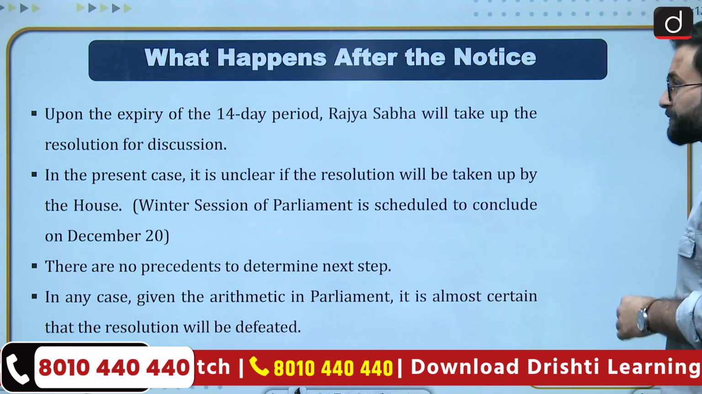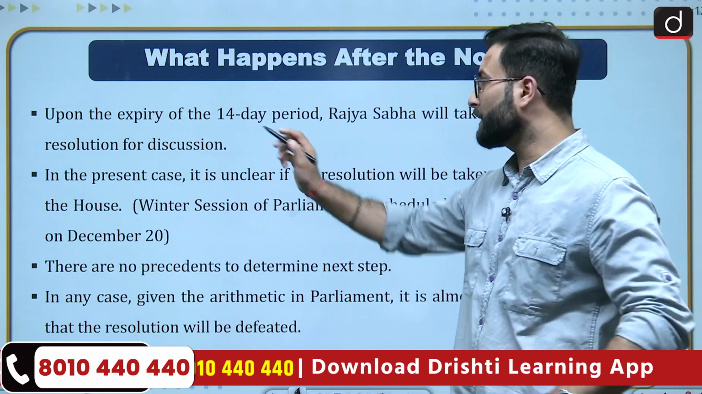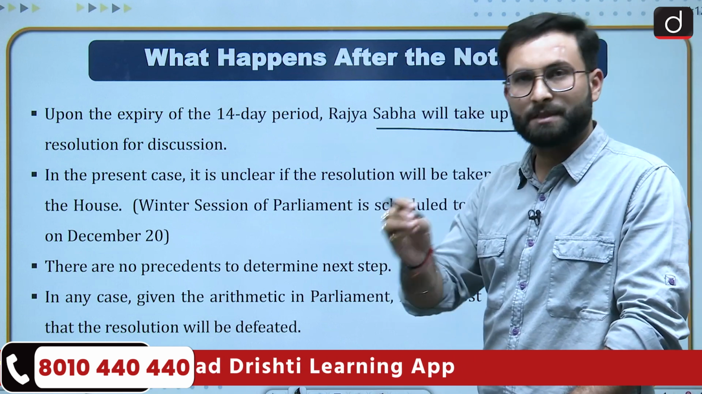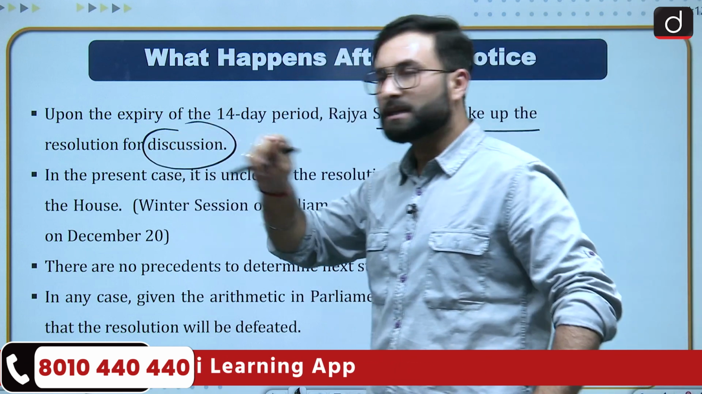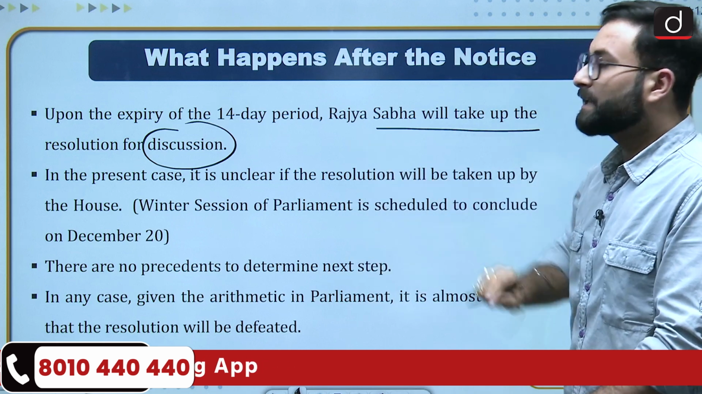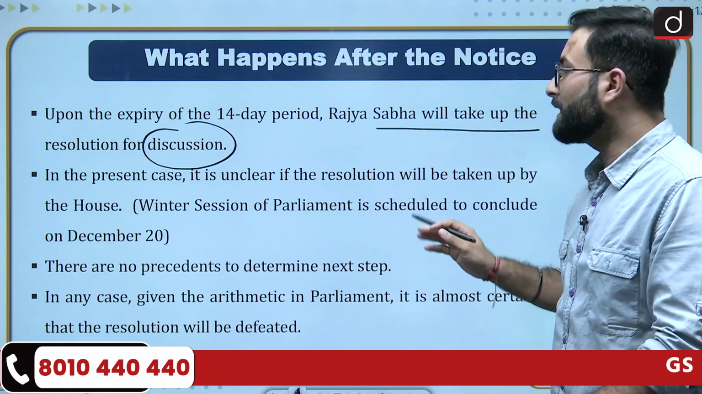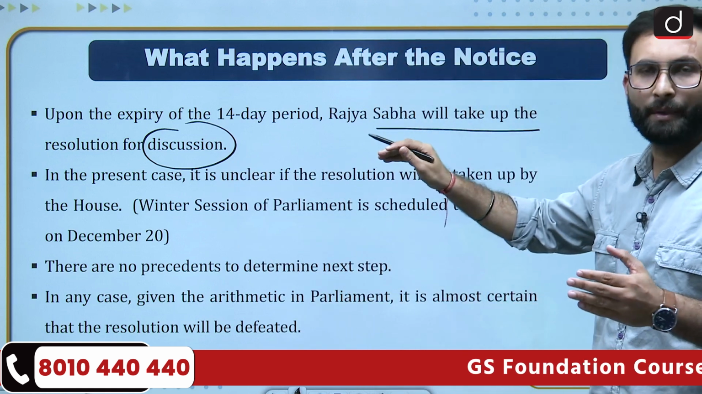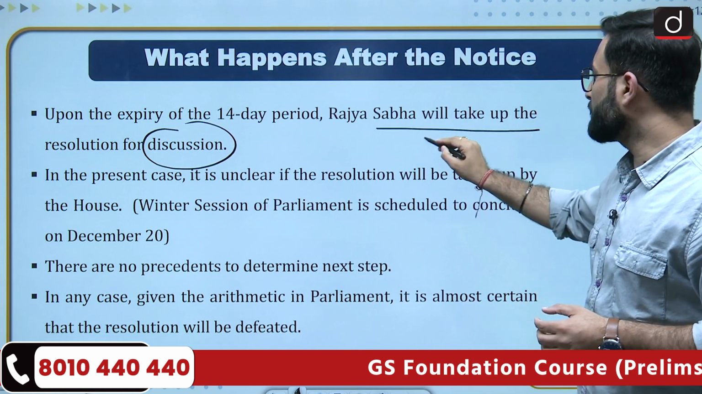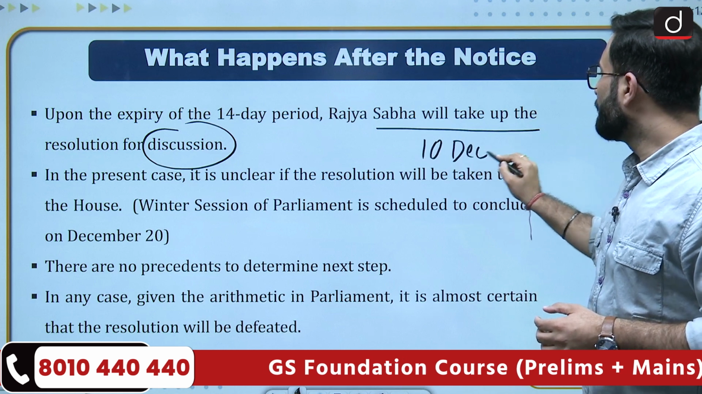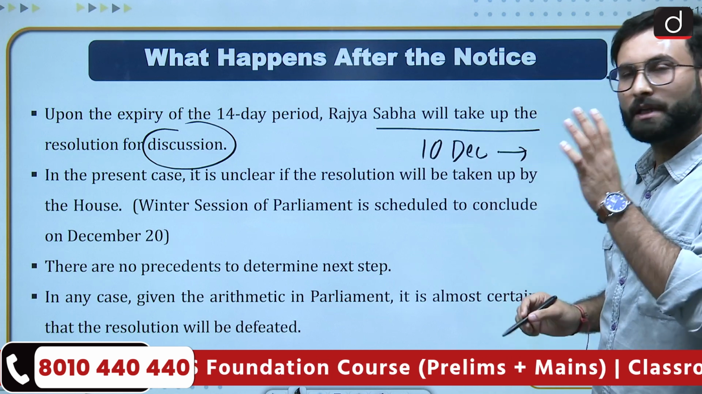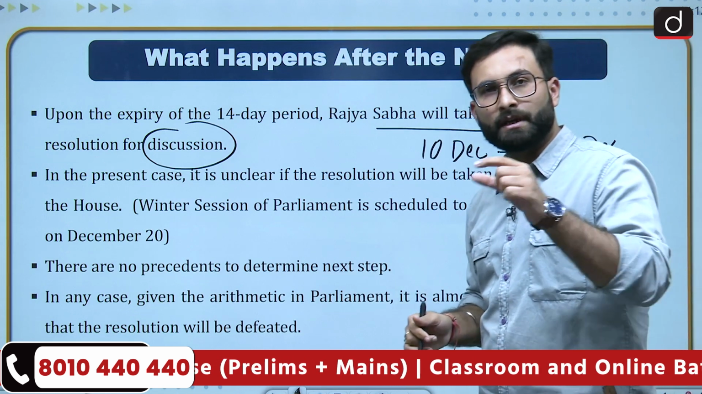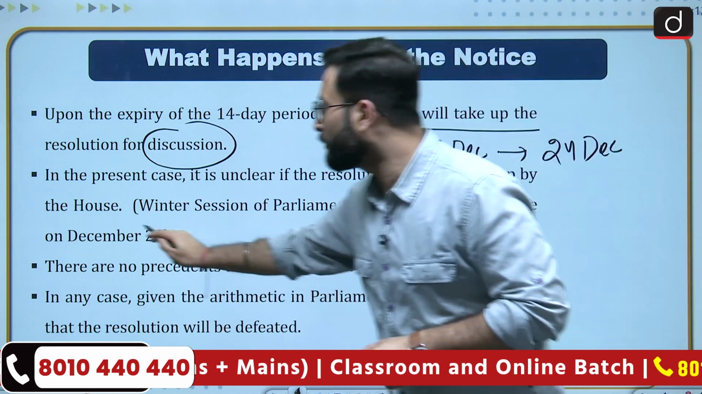Now moving further, upon the expiry of the 14 days period, Rajya Sabha will take up the resolution for discussion. After discussion, there will be voting. In the present case, it is unclear whether they will be going for the discussion or not. Right now, we are talking about this particular notice which was given on the 10th of December. Expiry of 14 days means the 24th of December. But what is happening is that the winter session is to conclude on December 20.